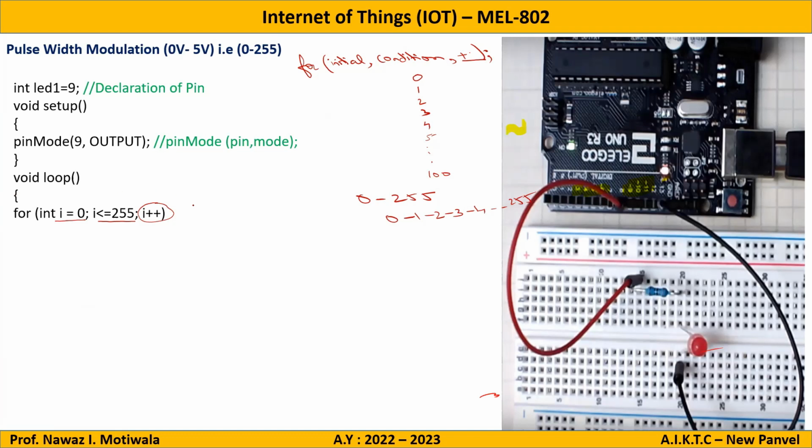Now, what to do if this condition is satisfied? We have to write analogWrite(LED1, i). Now just see from this what will happen.